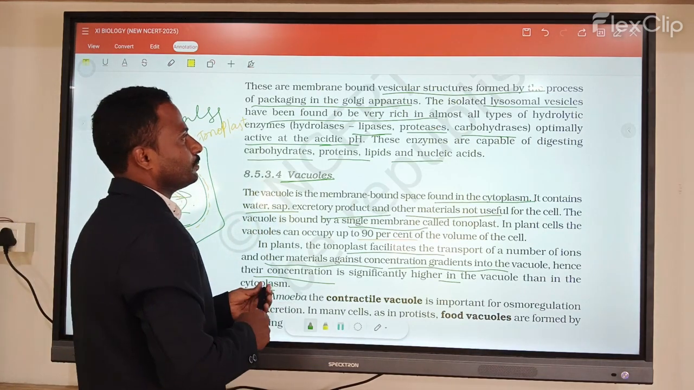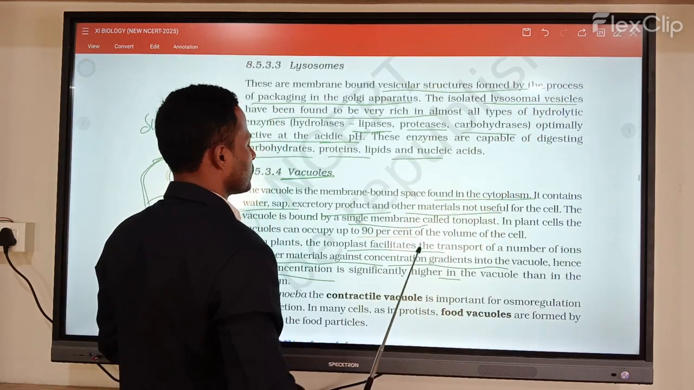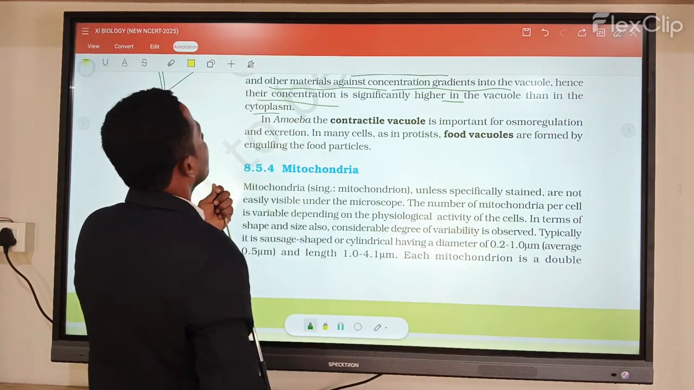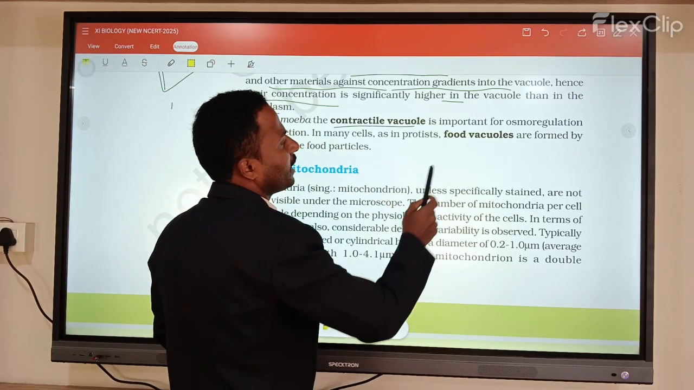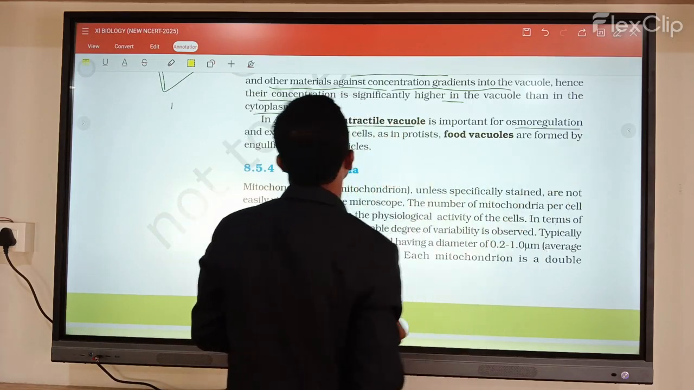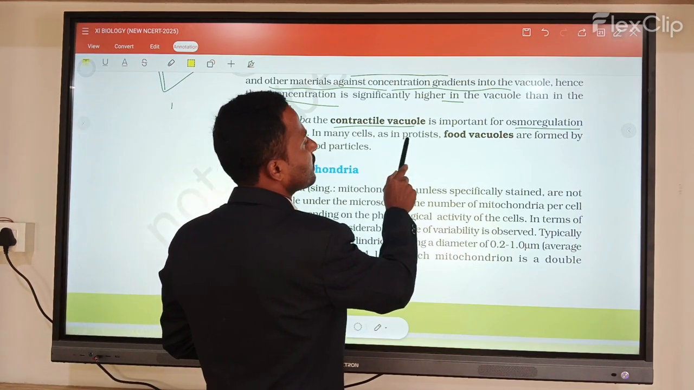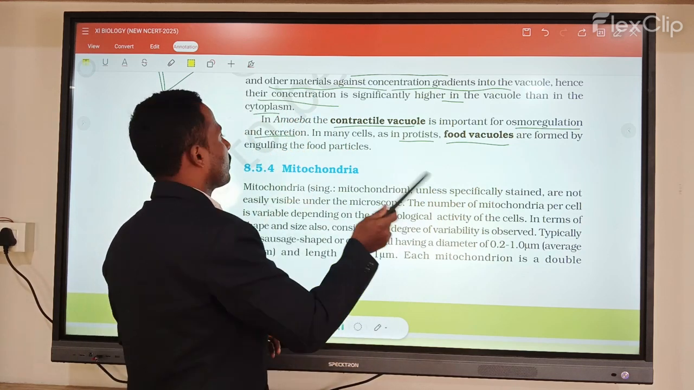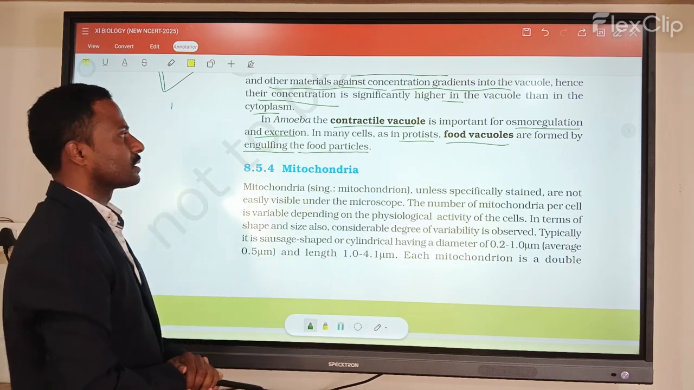Now you see vacuoles are present in different organisms. For example, the amoeba has a contractile vacuole, which is important for osmoregulation and excretion also. In many cells, like protists, food vacuoles are present. They are formed by engulfing food particles.